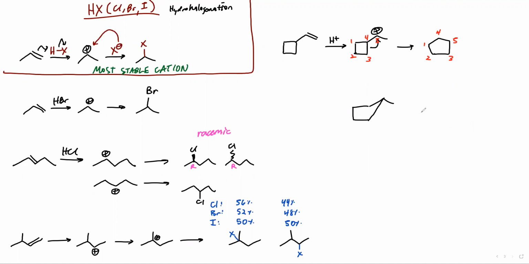Now, one last thing we need to remember is that all a rearrangement does is change the location or the shape. There should still be a cation on here.